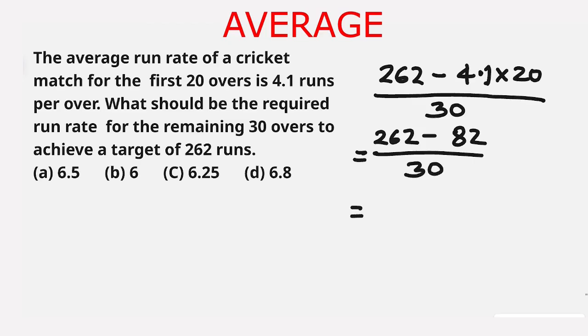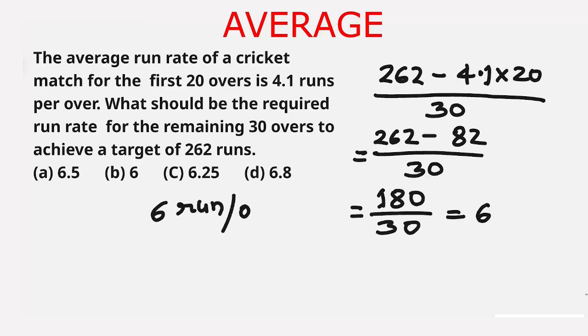262 minus 82 is 180, divided by 30 equal to 6. So the required run rate is 6 runs per over. And from the given options, our answer is option B, 6 runs per over for the remaining 30 overs.